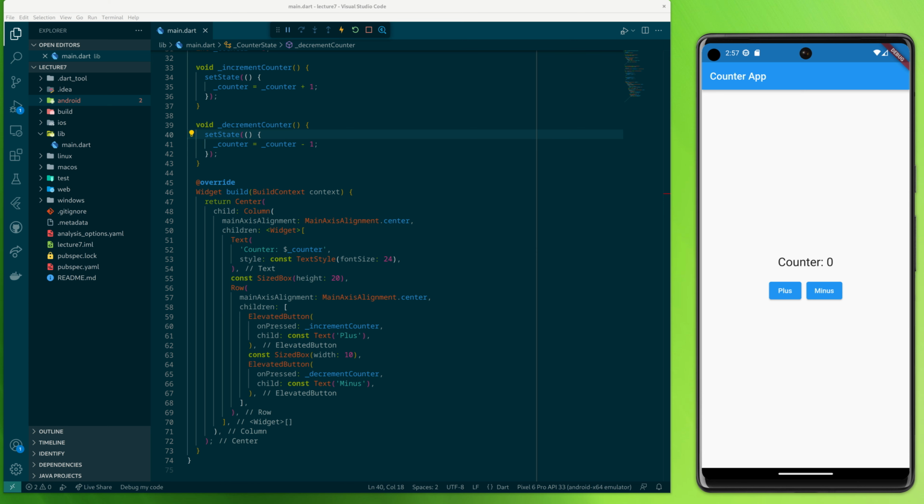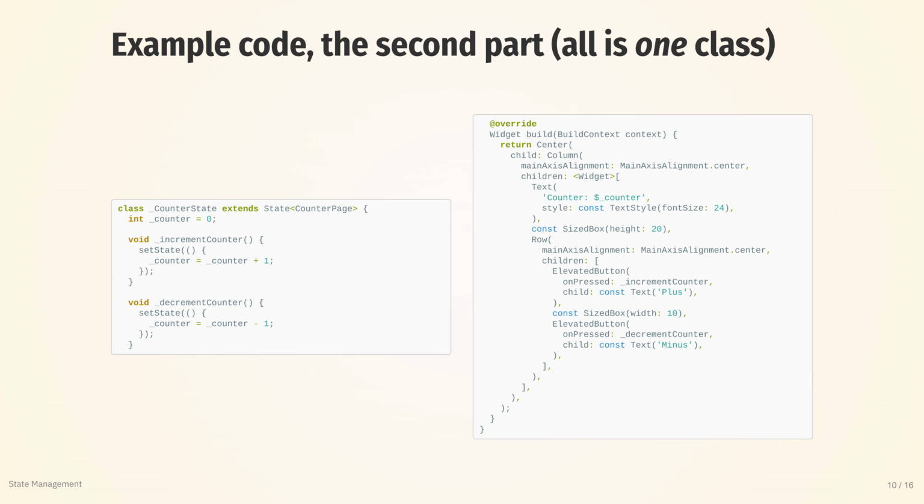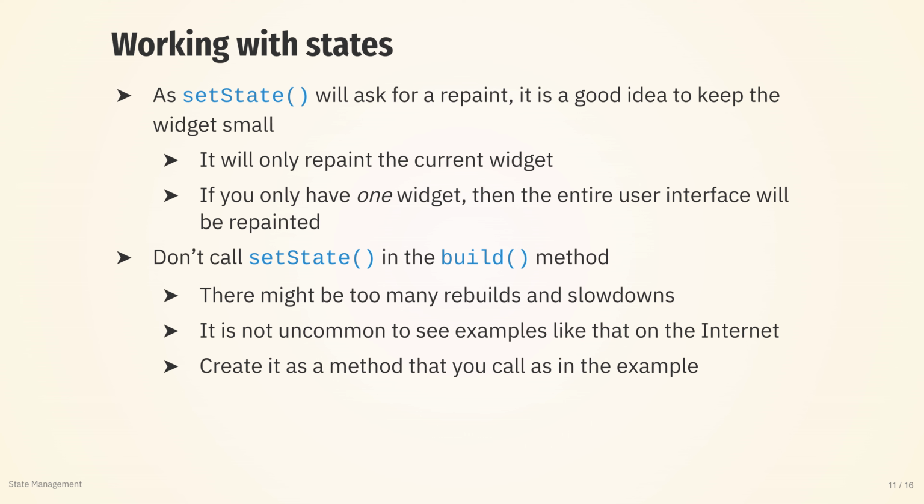The thing that might be difficult is to remember to use the set state method. If we go back, we have this over here. It looks good with all the stuff. And there are a few things to think of when you talk about states. Set state will ask for a repaint. And that means that it is a good idea to keep the widget small. It will only repaint the current widget, and if that is the only widget, then the entire interface will be repainted. Don't call setState in the build method.